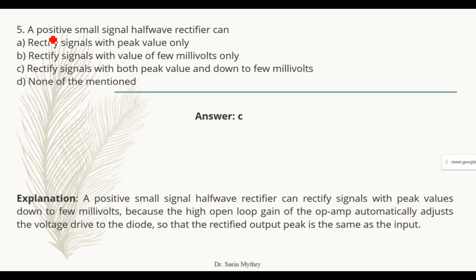The next one. What can a positive small signal half wave rectifier do? We have studied half wave rectifiers, bridge rectifiers, full wave rectifiers, and different kinds of rectifiers. Now let us see the positive small signal half wave rectifier. It is a circuit which will rectify the signal with respect to the peak values. Peak values means down to a few millivolts. It is going to rectify the signals.